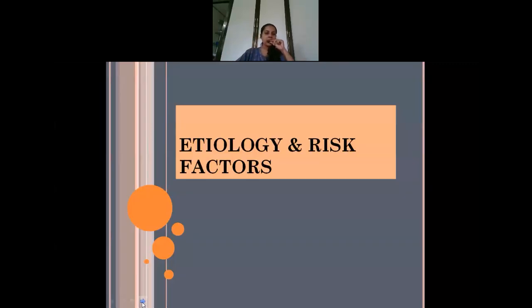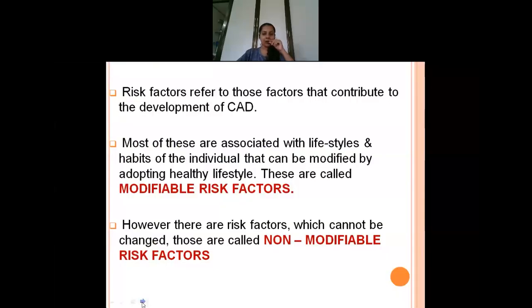Next, we will see the etiologies and risk factors. Now, we have studied some common risk factors in hypertension, isn't it? The same risk factors will come here also. Okay, so remember, almost all the cardiac disorders have modifiable and non-modifiable risk factors. Okay, please don't forget it.